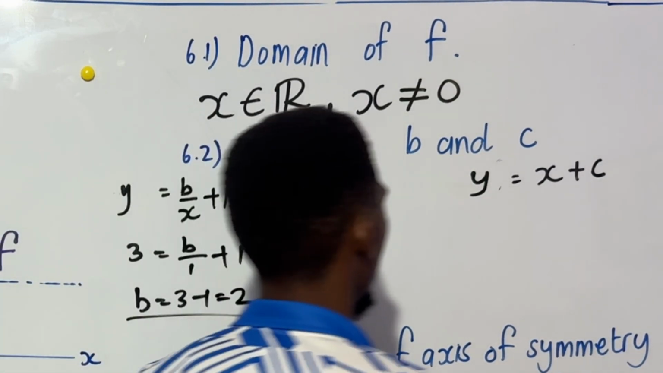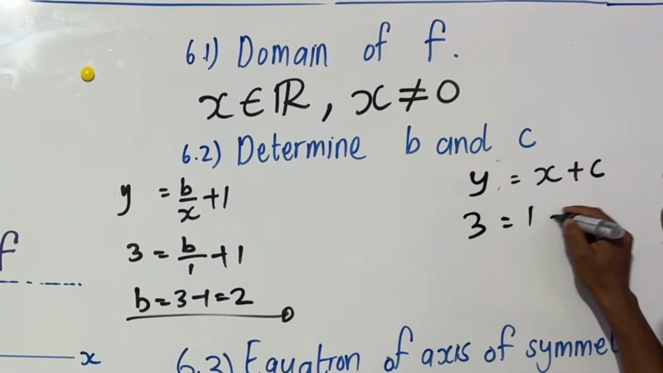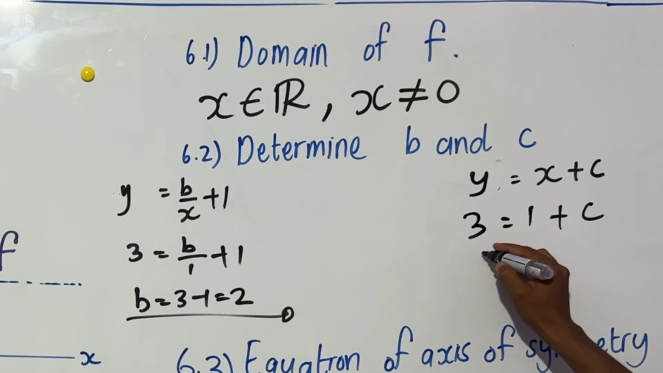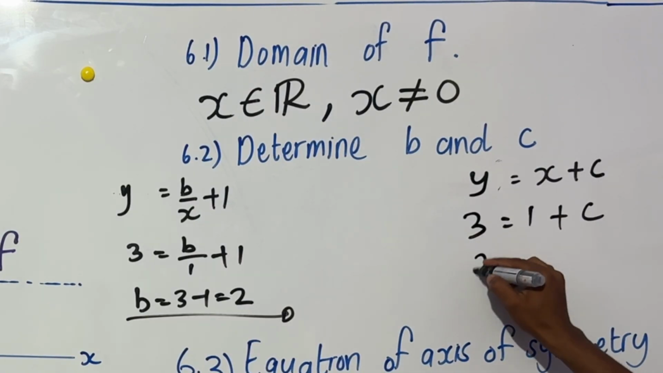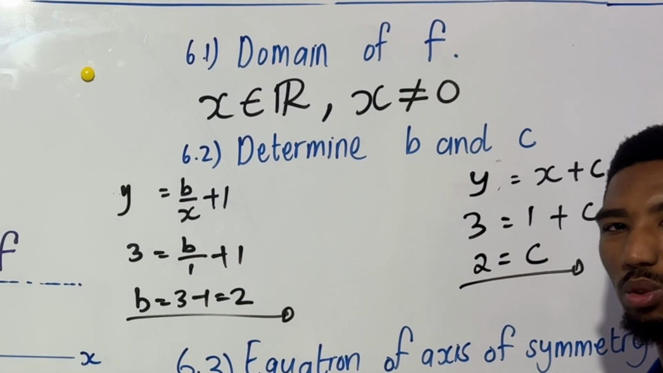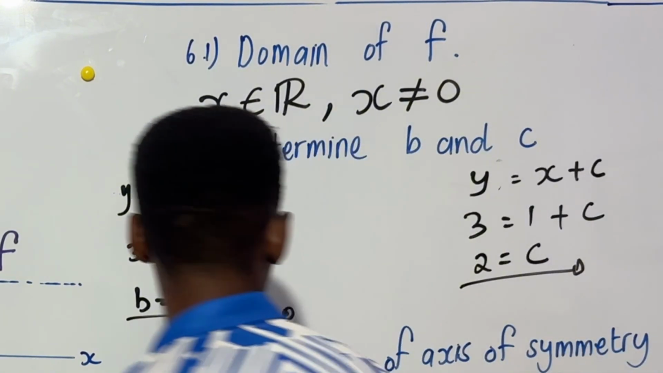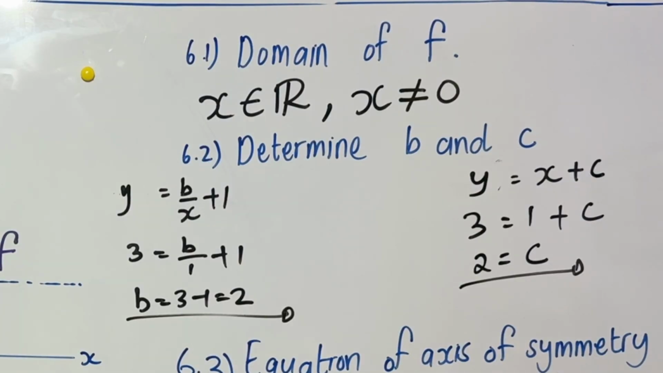Then to find c, also very simple. y is equal to 3, x is equal to 1 plus c. I take the 1 over. 3 minus 1 is 2, which is equal to c. I did it very fast. I know you guys are sharp and you're also tired by now. So that is c and b.